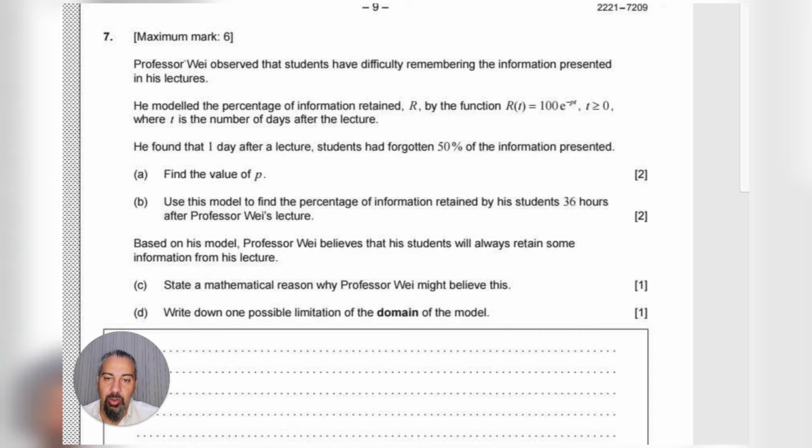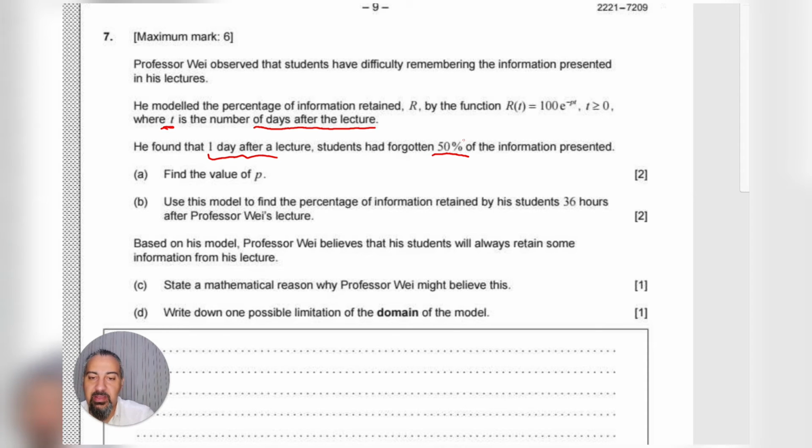Professor Wei observed that students have difficulty remembering the information presented in his lectures. He modeled the percentage of information retained, R, by the function R of t equals 100 e power negative pt, t is more than or equal to 0, where t is the number of days after the lecture. He found that one day after a lecture, students had forgotten 50% of the information presented.